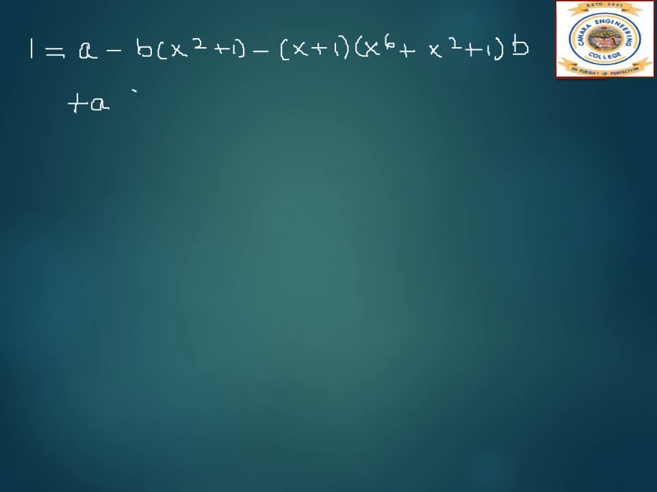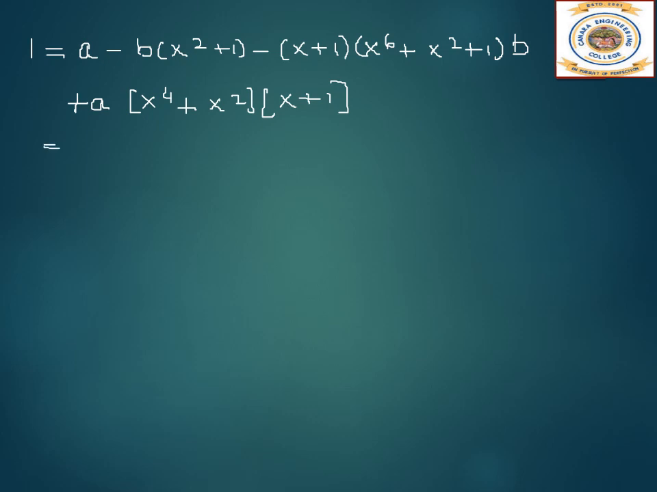So here 1 is equal to, so I'm just going to open up the brackets. a minus b into x square plus 1 minus x plus 1 into x to the power 6 plus x square plus 1 into b plus a into x to the power 4 plus x square into x plus 1.